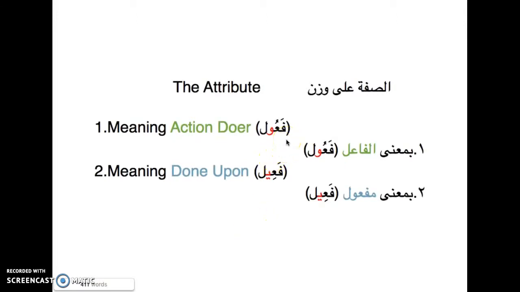So when it comes to fa'ul, those are two forms of attributes. The first one, fa'ul, gives the meaning when it relates to the action doer, as you remember, al-fa'il. And the second one, fa'il, gives meaning when it relates to the done upon, or, if you remember in the previous lessons, maf'ul. So this is the basic distinction between those two formats.